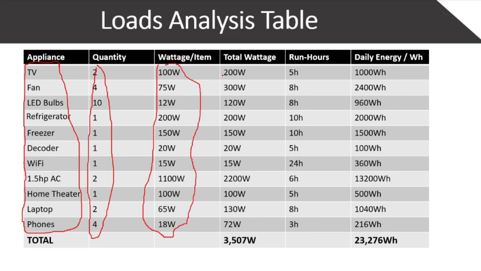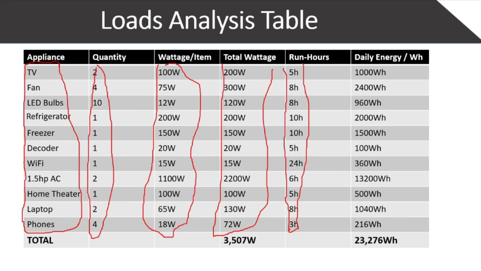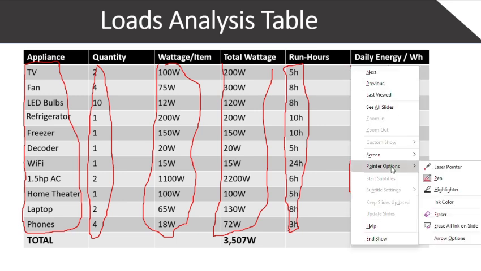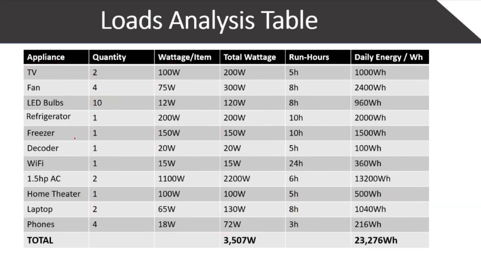And the next one is the total wattage of our appliances. The next one is their running hours, or run hours, how many hours the clients want to use each of these appliances in a day. And the last column is their energy consumption. For each of these appliances, this is their energy consumption in the last column. Let me erase this.